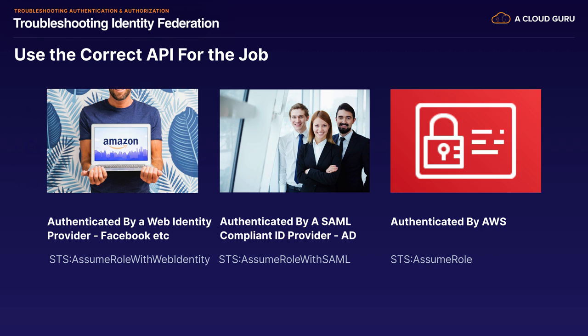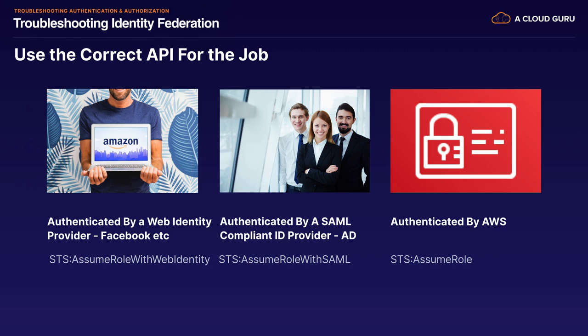So moving on to troubleshooting identity federation. Another scenario that you might well see in the exam is around identity federation and a user's ability to assume an identity access management role. So for example, you might be trying to use an STS, or Security Token Service, API to enable a user to assume a role. And one thing that you need to watch out for is that you are using the correct API call for the job in hand.